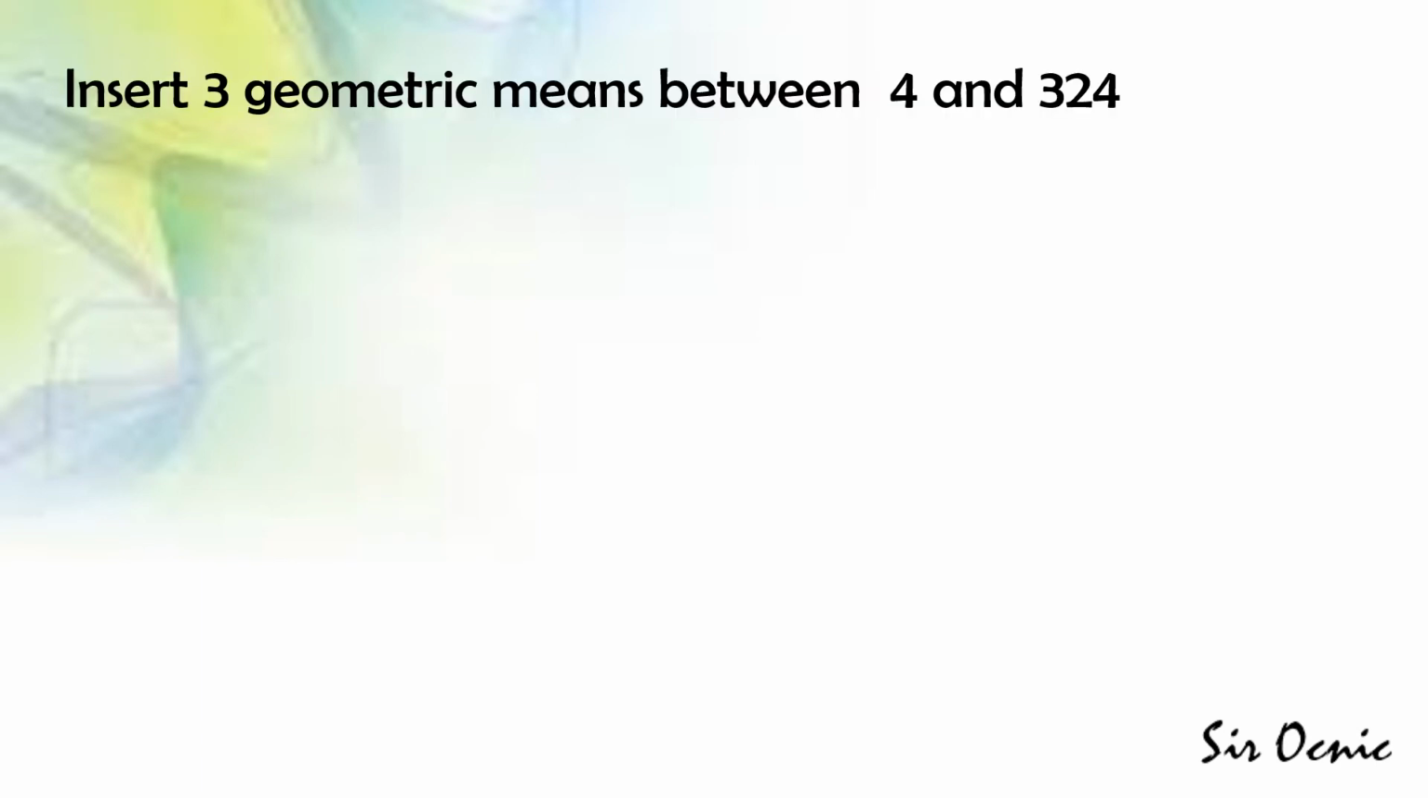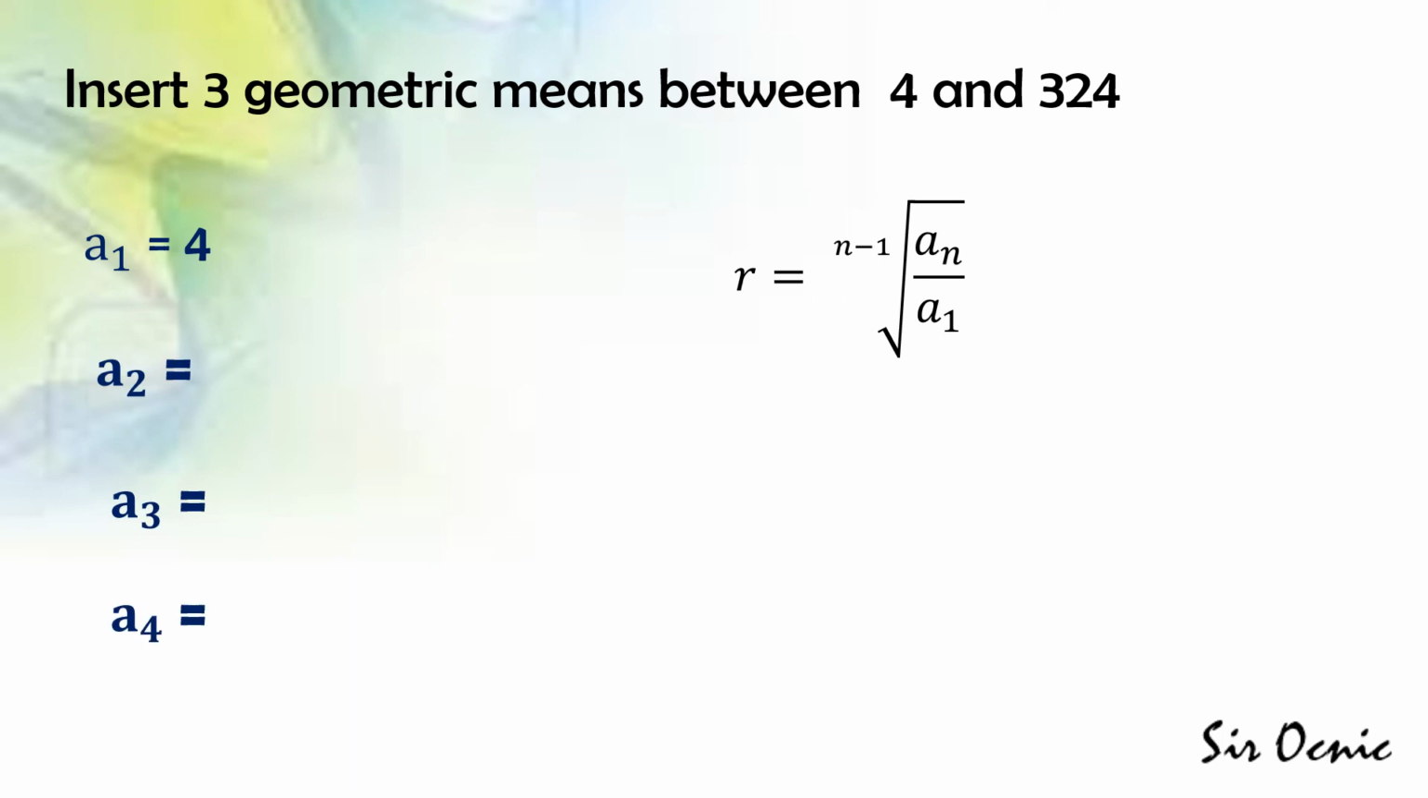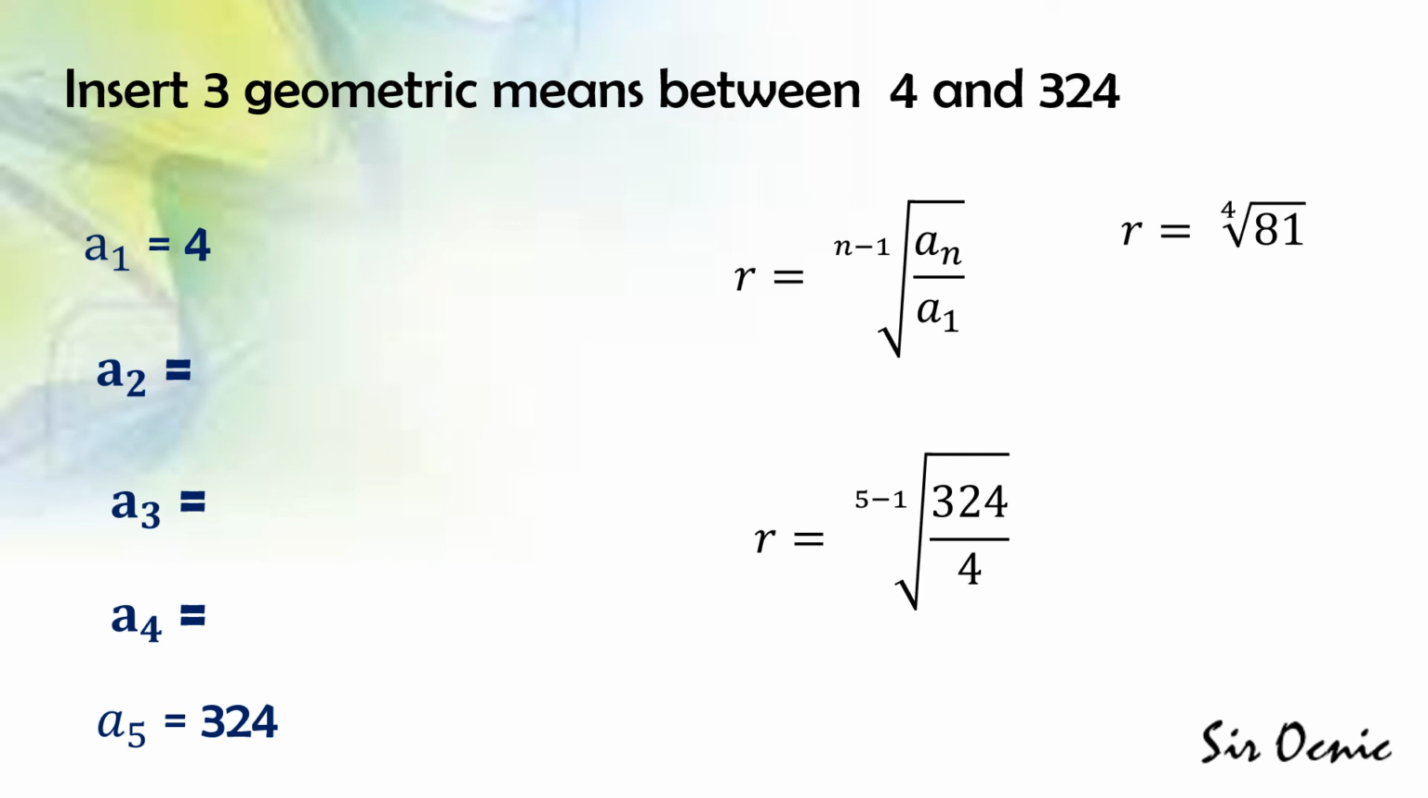Insert three geometric means between 4 and 324. Using the formula r is equal to n minus 1 root of a sub n over a sub 1, we will then have a sub 1 is equal to 4, a sub 2, a sub 3, and a sub 4 are the means to be solved, while a sub 5 is equal to 324. Substituting the given values to the formula, we will then have r is equal to 5 minus 1 root of 324 over 4, or simply 4th root of 81, which is equal to 3.